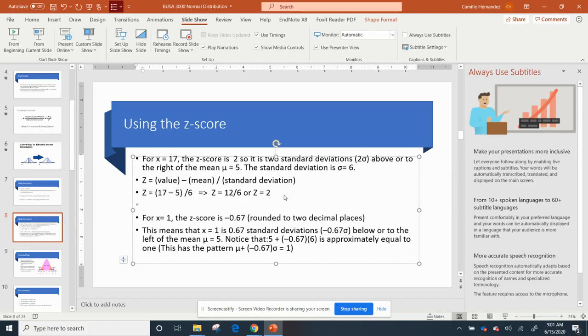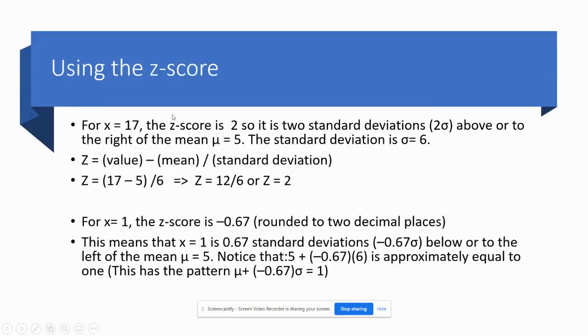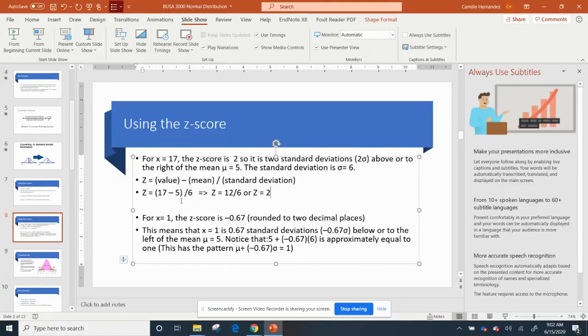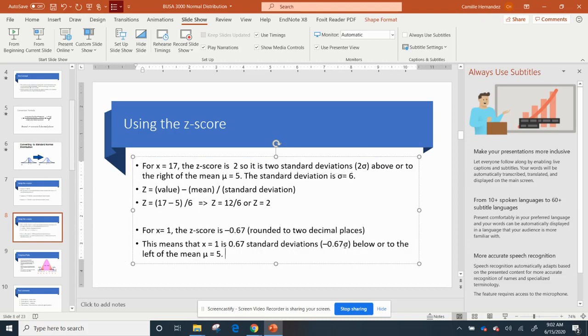So what are we going to do for x equals 1? I just do the same thing and I get a z-score of negative 0.67. What does that mean? That means for that data value of 1, it is 0.67 standard deviations below, or to the left of, the mean. So that's all it means. That's all you need to know. You just use the formula and it tells you where it is.